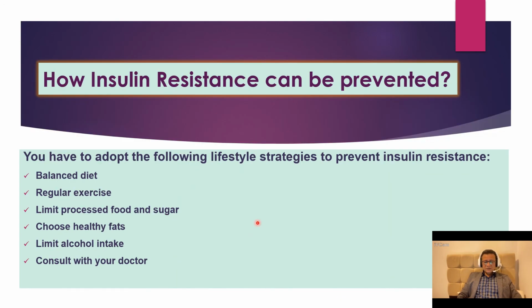How can insulin resistance be prevented? Insulin resistance is the same as pre-diabetes. Both of these are reversible. You can reverse these two medical conditions by adopting the following lifestyle: a balanced diet, regular exercise, limiting processed food and sugar, choosing healthy fats like olive oil and nuts, limiting alcohol intake, and consulting with your doctor.